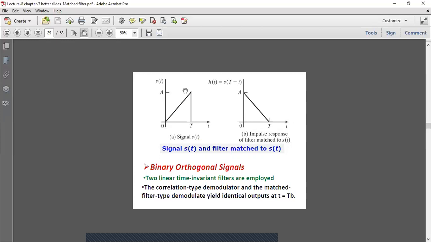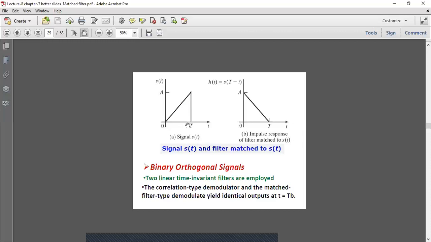So this is the signal that was transmitted. First of all, we will time reverse this signal, s of minus t. Basically, its mirror image will come over here in the negative time. So this triangle will be over here in negative time, and then we will add T in the time.